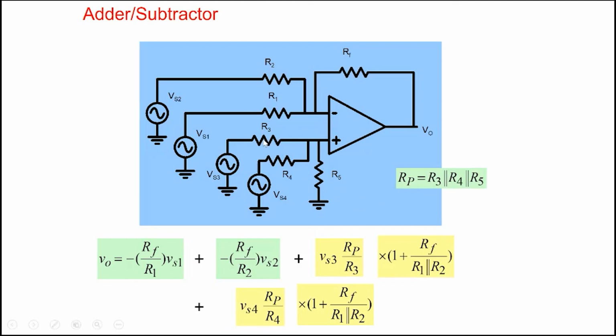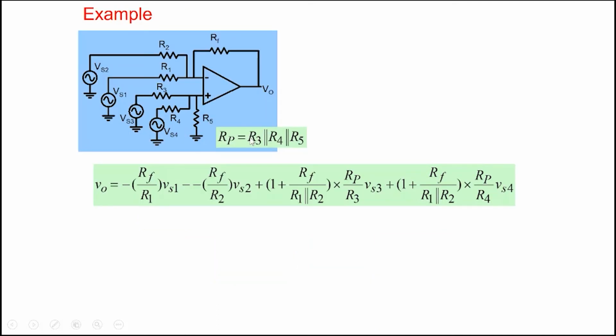And we said that you can make things easier if you define R3 parallel R4 parallel R5 as a parallel resistor Rp. And then the whole thing, you can verify that you can write it as Vs3 Rp by R3, Vs4 Rp by R4, and this one is 1 plus RF by R1 parallel R2. Okay, so verify. So let's take this as an example.